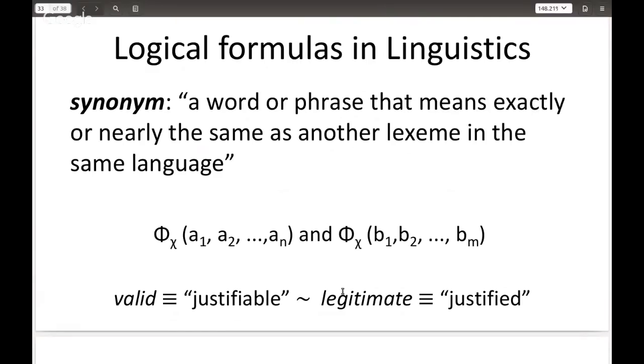And so if we wanted to, for example, define a synonym mathematically, we would represent it for those who are not familiar with what a synonym is: a word or a phrase that means exactly or nearly the same as another lexeme in the same language.